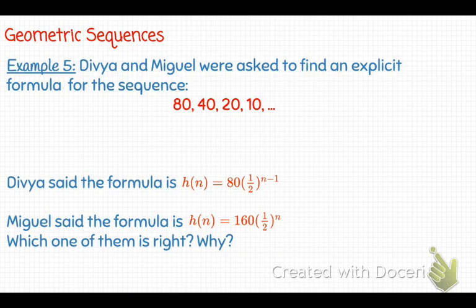On Friday, we talked about if these are the same, or sorry, which one of them was right and why. What did we determine about these equations? Okay, so they're equivalent and they're both right. So what about them makes them both right? What about Divya's formula is right? What did Divya do?